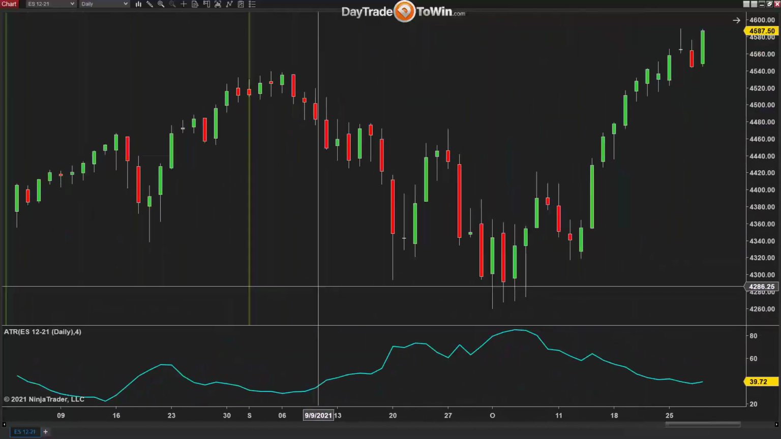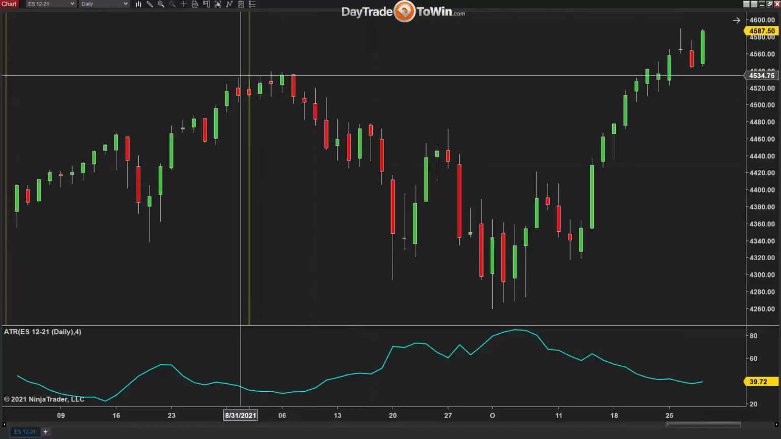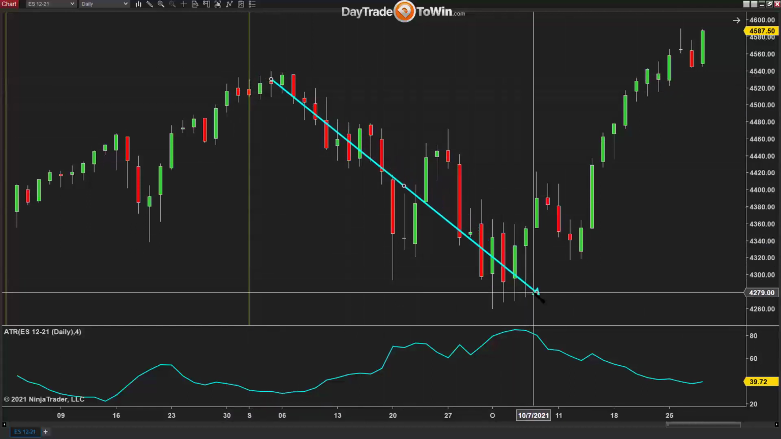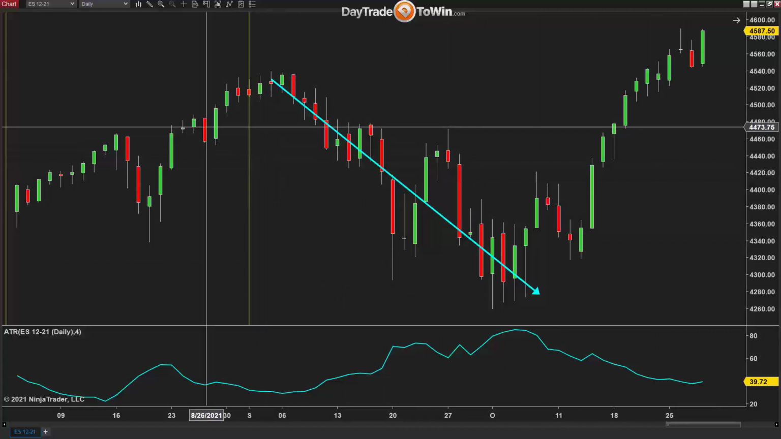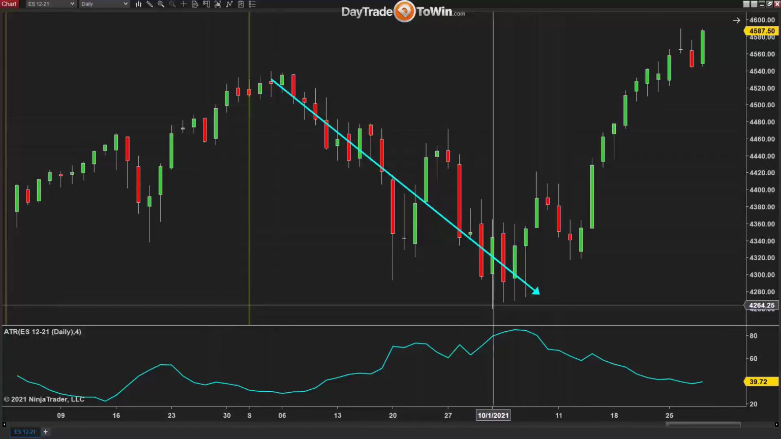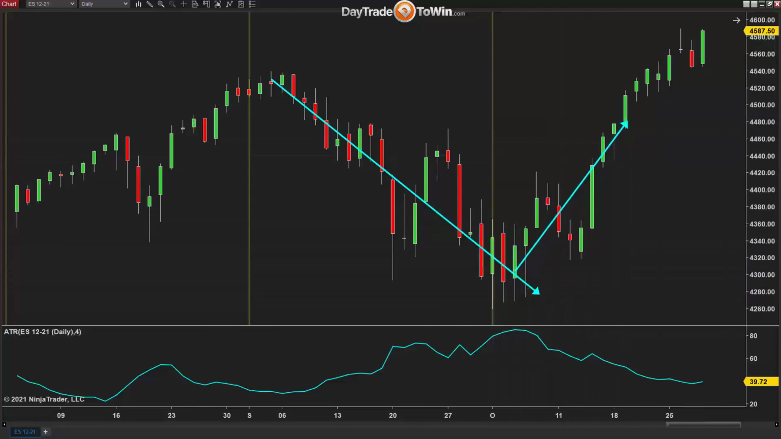Now here we have a different situation where in August the market made a huge move to the downside. In September the market made a huge move to the downside. Here is October, and then it started the climb back up.